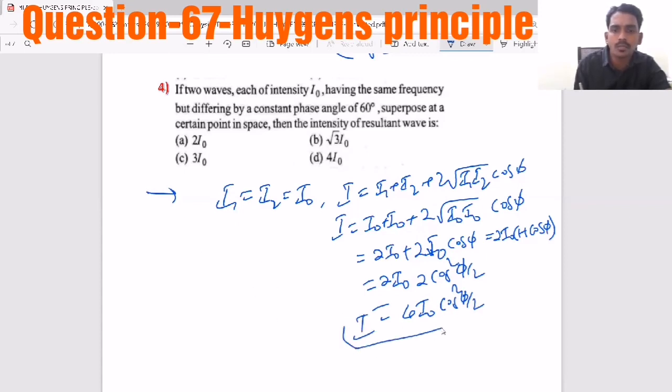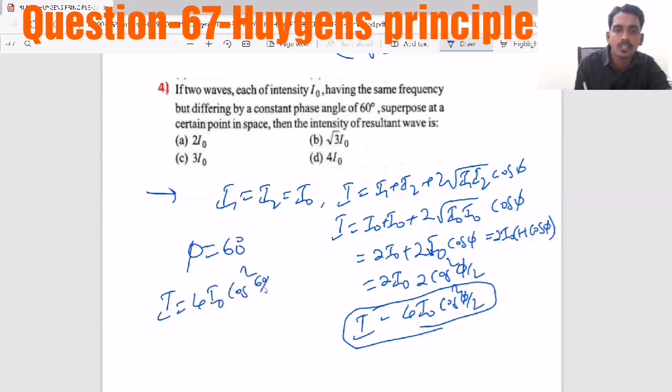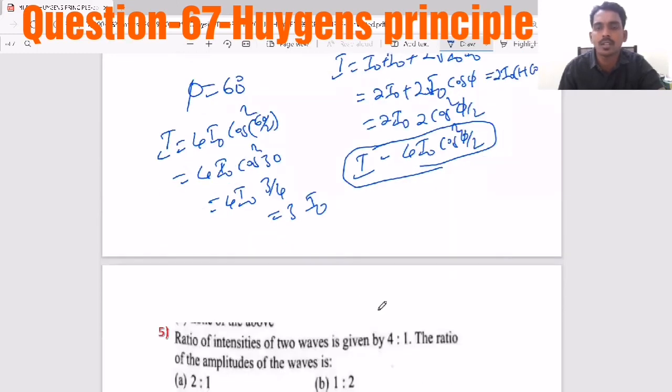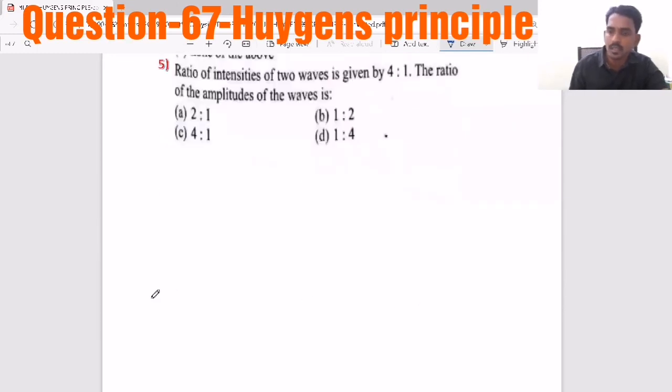In the given question, if you remember this formula, when intensities are equal and the phase difference is given as 60 degrees, then the intensity will become 4 I0 cos square 60 by 2. So 4 I0 cos square 30. Cos 30 is root 3 by 2, so cos square 30 is 3 by 4. So it will become 3 I0. This way questions can be asked based on maximum or minimum, or directly the resultant intensity or amplitude of two different waves with a particular phase difference.